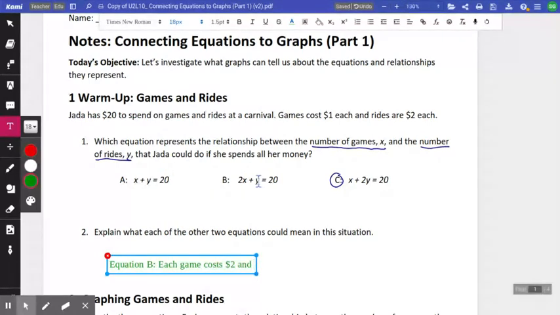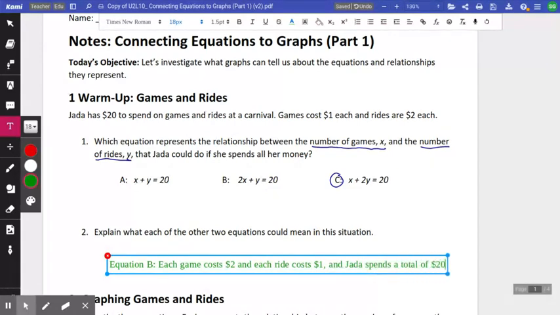And then there's that 1 in front of that y. That would mean the number of rides, y, we're multiplying it by 1 because in this situation, each ride costs $1. And then that still equals 20. So we could still say, and Jada spends a total of $20. That part hasn't changed. The last part there is also going to be similar for equation A.